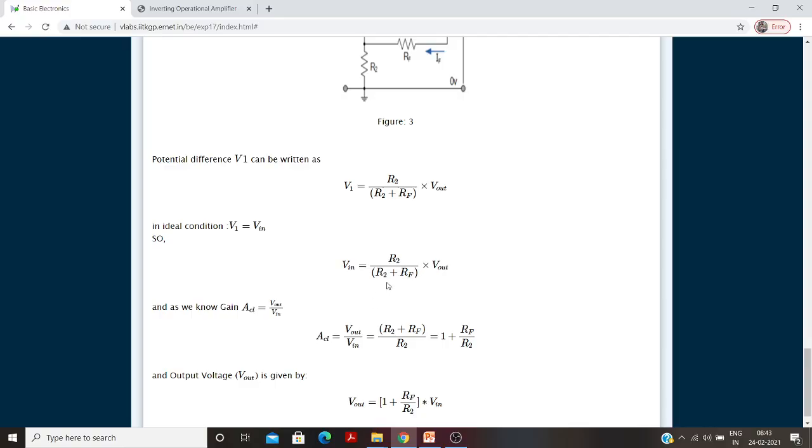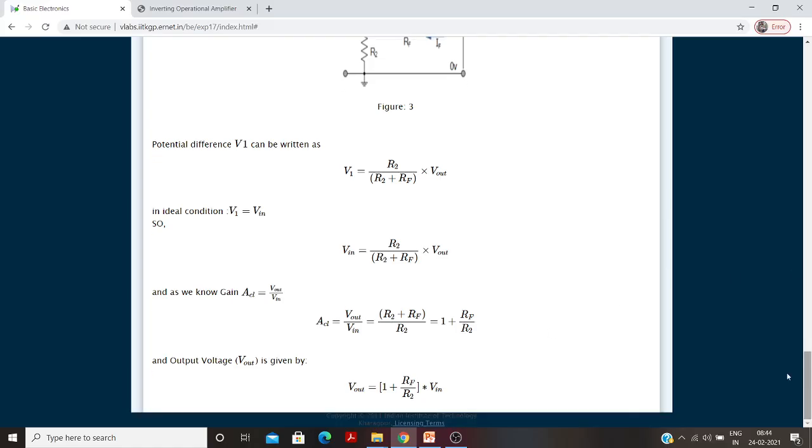As we have to find the gain, we calculate V out by V in. Cross multiplying, this goes to the numerator and this goes to the denominator. So V out by V in is equal to R2 plus RF divided by R2, which is 1 plus RF upon R2. This is nothing but my gain, and the output is 1 plus RF upon R2 into V in. So this is my output voltage.